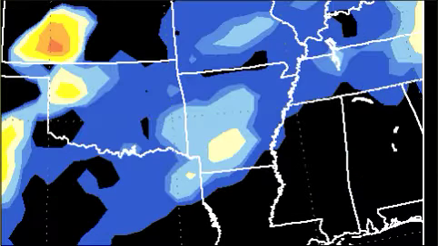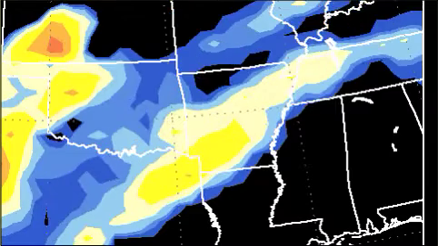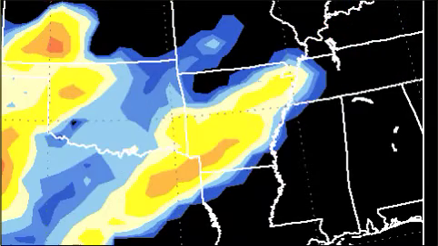And then here's the NAM. The NAM kind of more matches the Euro. Now it takes in melting, so we're going to have to go through here. This is through Monday afternoon. The yellow there is 1 to 2 inches of snow. The orange is 2 to 3 inches.